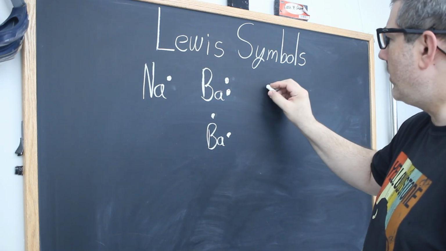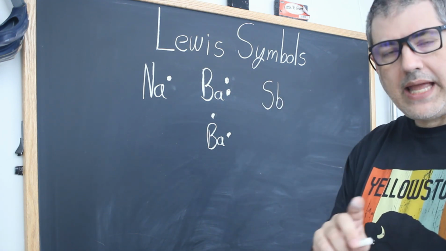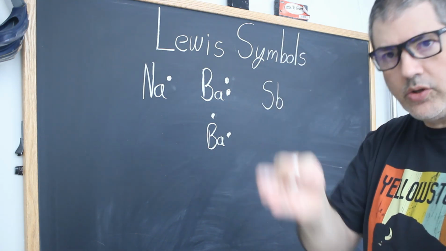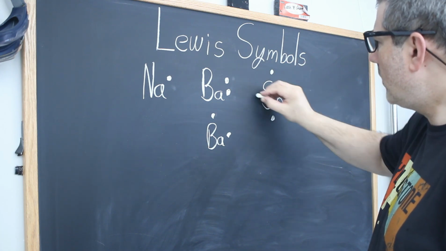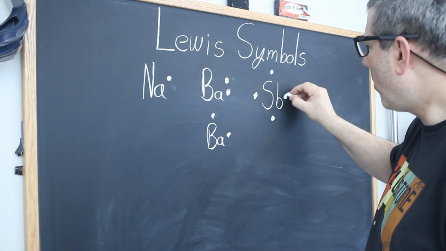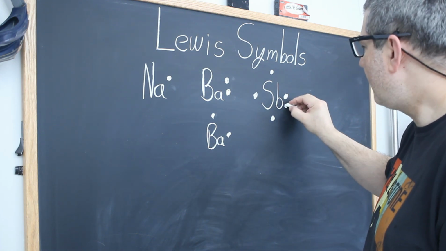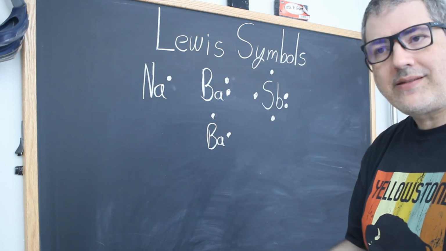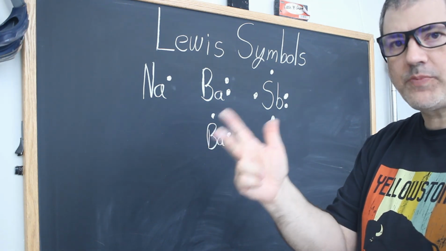And antimony, well, antimony is in the same group as nitrogen, group 15. 1, 2, 3, 4. This would be equivalent to group 14, and then 5. The 4 positions represent S, Px, Py, Pz. So S, Px, Py, Pz.